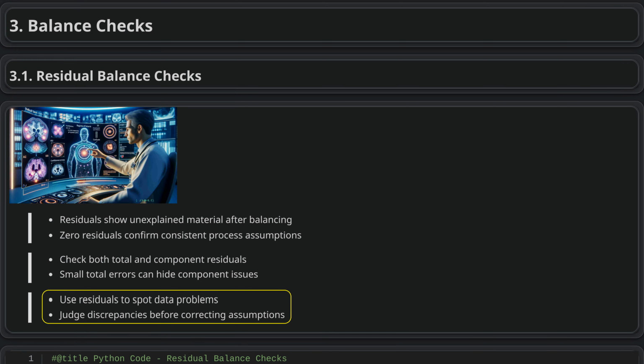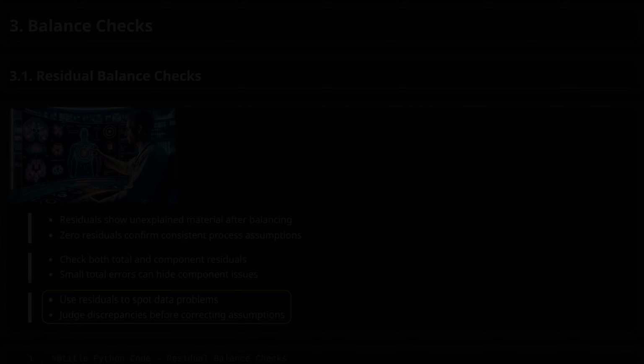A residual that is not near 0 signals that the data or model may be missing something important. It could reflect a missing stream, wrong flow rate, unaccounted reaction, changing inventory, evaporation loss, or measurement error. Use the residual as a clue to decide whether the discrepancy is small enough to accept or whether the data, assumptions, or process need further review.